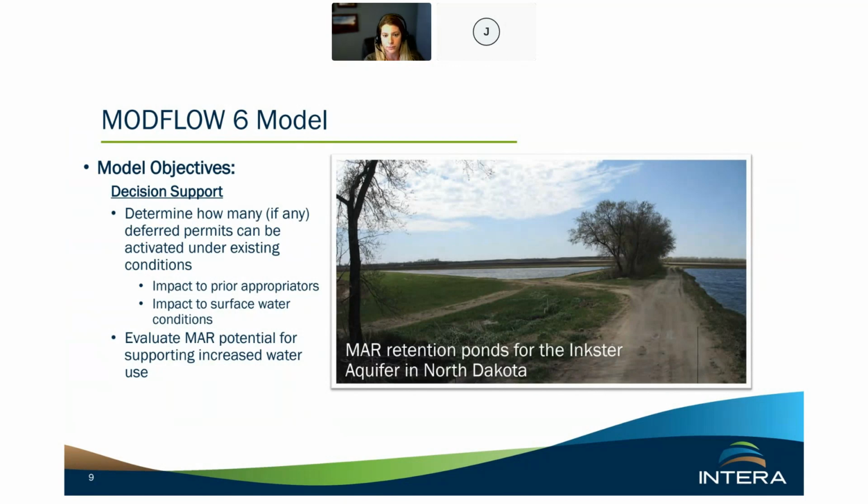So in this case, MAR, I'm showing some retention ponds for the Inkster aquifer. So these are recharge ponds that recharge the water table. And the Inkster aquifer is just east of the Elk Valley aquifer in North Dakota. It's a much smaller footprint, but very similar alluvial aquifer. And these recharge ponds have been quite successful at recharging the water table. And so this is an option to include in the Elk Valley aquifer as well.